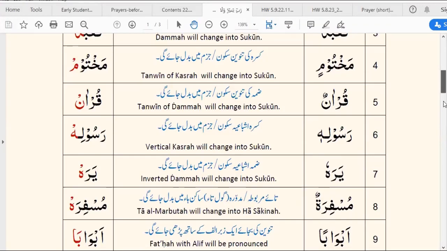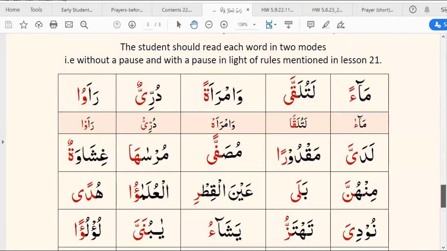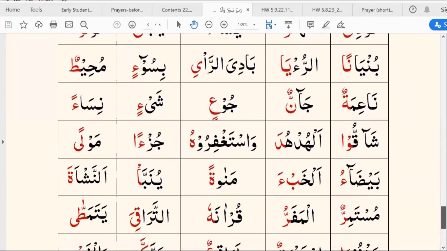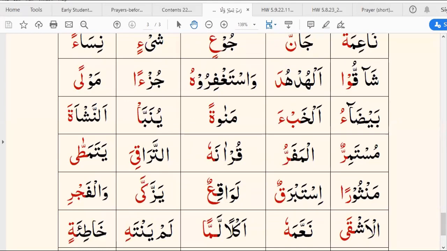Right. Going to find where it is. Bear with me a second. Right. Could you read this one as it is, please? Qur'anahu. Good. And how about in waqf? Qur'anah. Very good, mashallah. Very good.